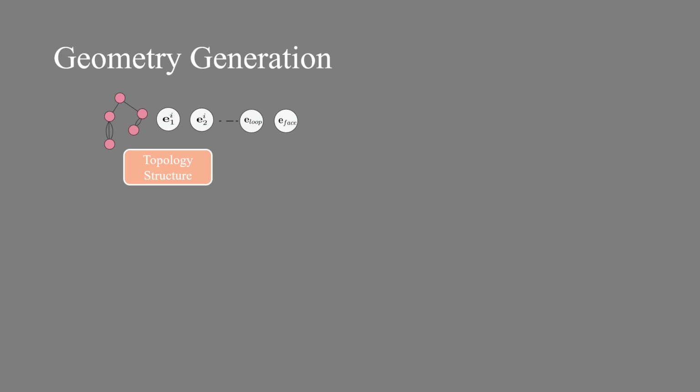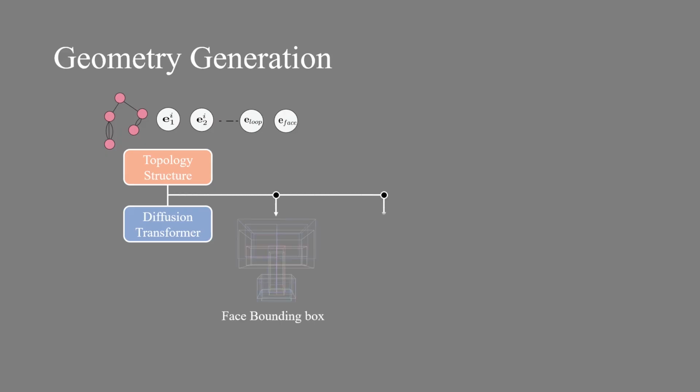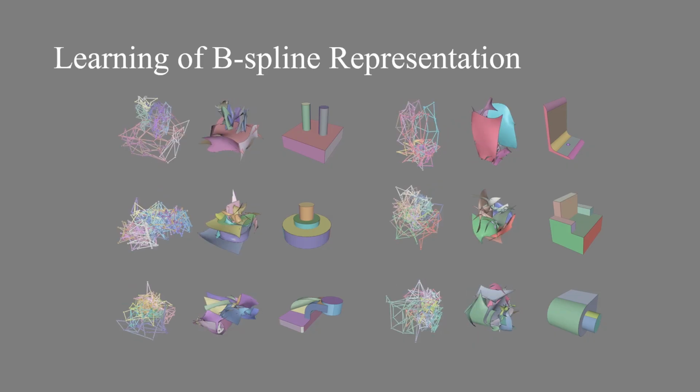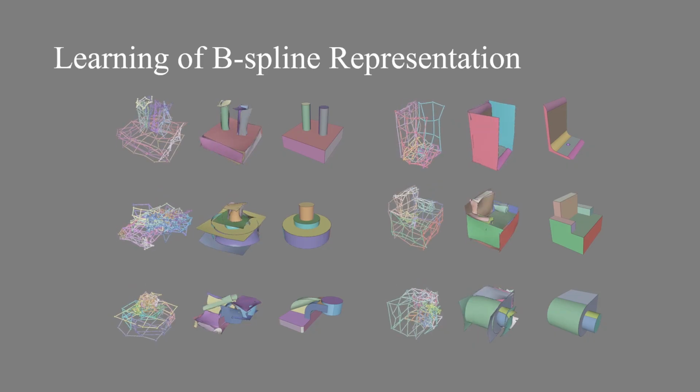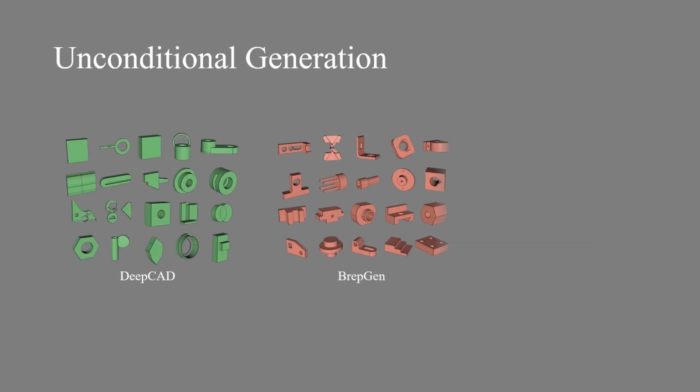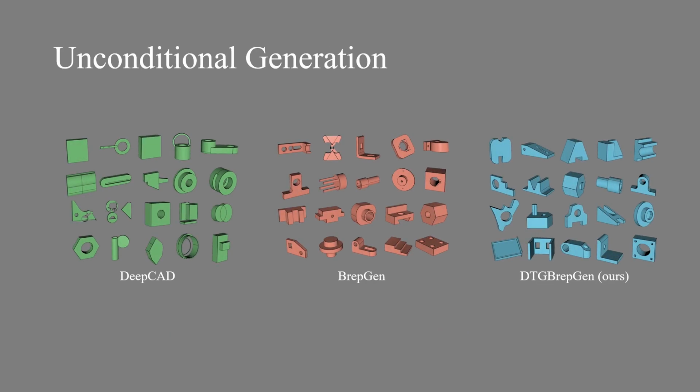For geometry generation, DTGBrepGen integrates the generated topology and uses transformer-based diffusion models to sequentially produce face bounding boxes, vertex coordinates, edge geometries, and face geometries. A key technical innovation is our use of B-spline representations for edges and faces, allowing direct learning of control point distributions. We benchmarked DTGBrepGen against DeepCAD and BrepGen.